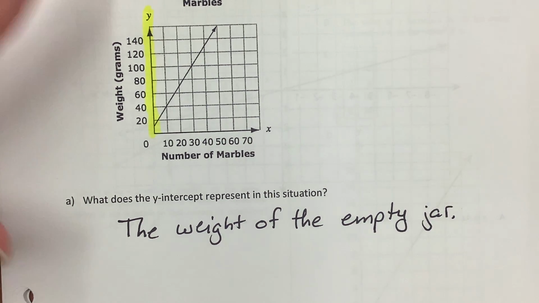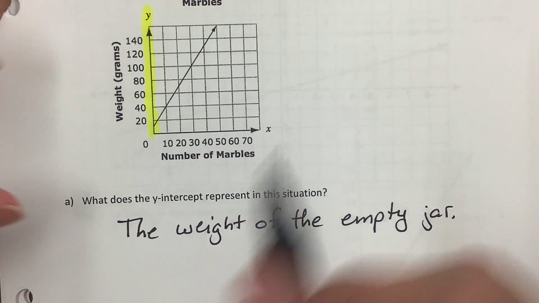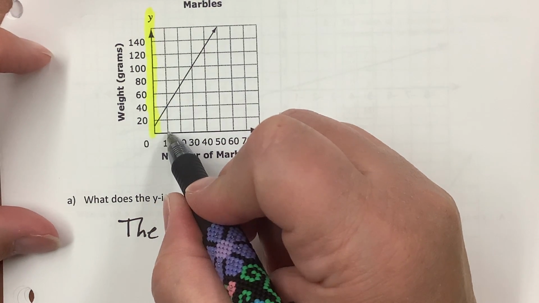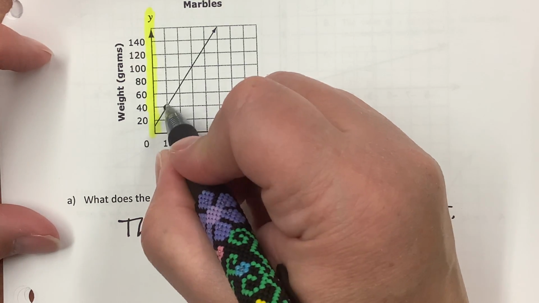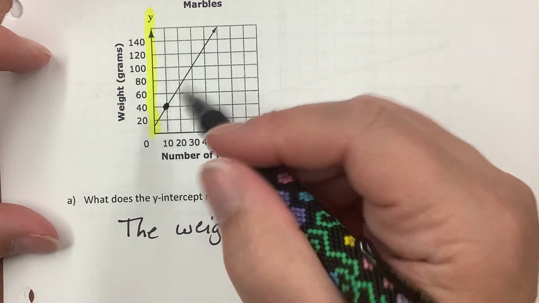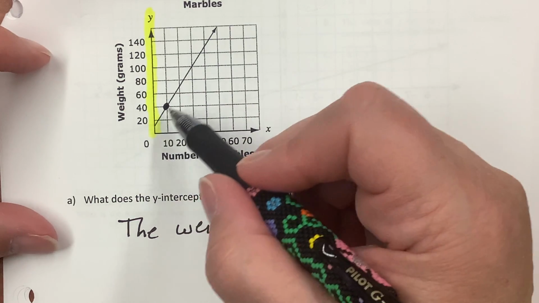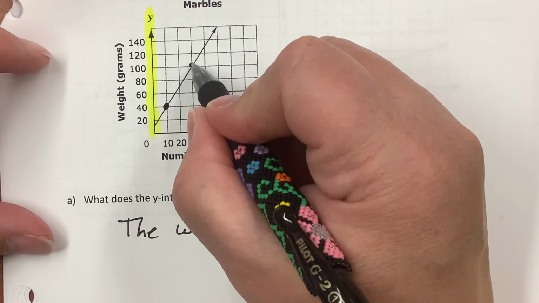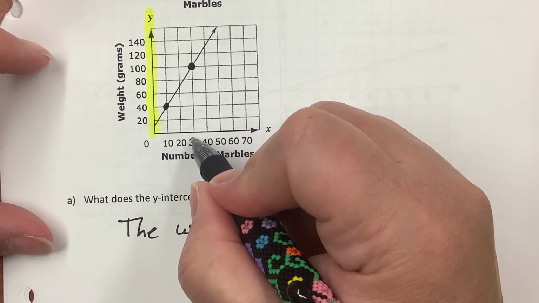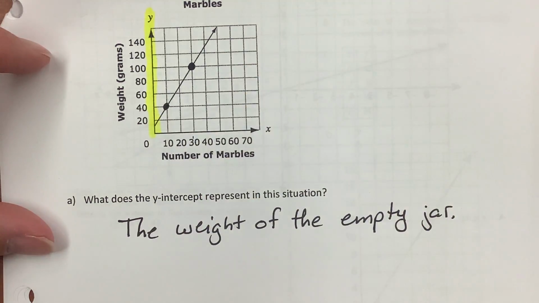No marbles. But once you start putting marbles in, then it has a weight. So when there's 10 marbles, it's 40 grams. That's the first good point, because this one is not a good point. You don't know what it is. So if I follow this up, here's the next good point, and it's 30 marbles is 100 grams.